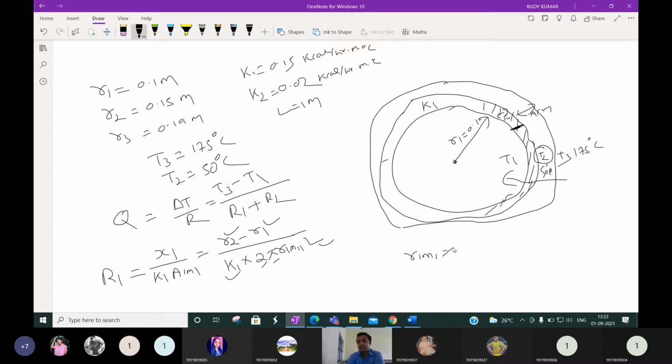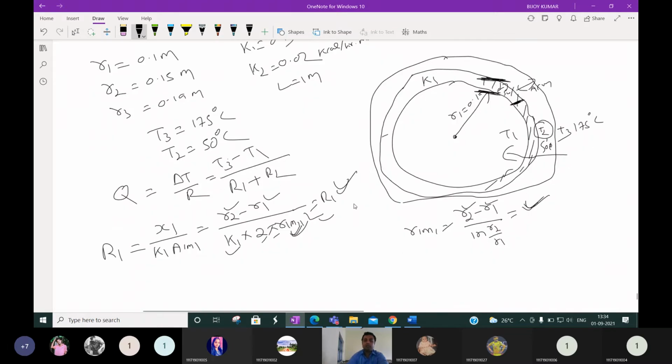RLM1 means, you see here R1 is there, here R2 is there. In between we have to calculate RLM1. So it will be R2 minus R1 by ln of R2 by R1. Here R2 is given, R1 is given, so you can calculate RLM1. The same RLM1 you can put here, so the R1 value you can calculate.